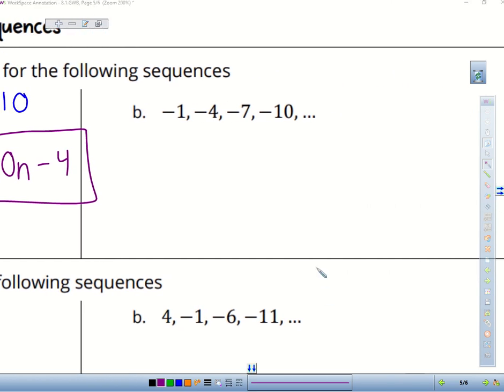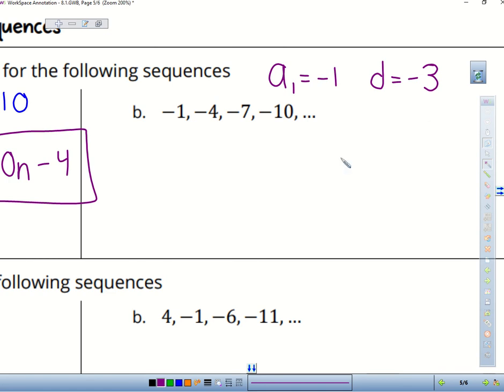Let's move on to letter B. So what is our first term in this sequence? -1. Good. What is our common difference? -3. Good. Everybody see why it's a -3? Because the numbers are going down, exactly. If the numbers are going down, you know that your common difference is going to be negative.